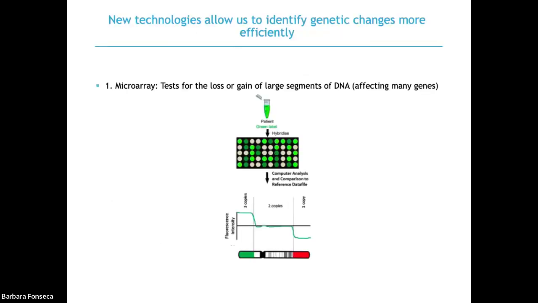All right. So how do we do genetic testing? Most affected individuals might have had a microarray. This tests for loss or gain of large segments of DNA. We call them copy number variants. So they're looking at chromosomal changes, really broad changes.